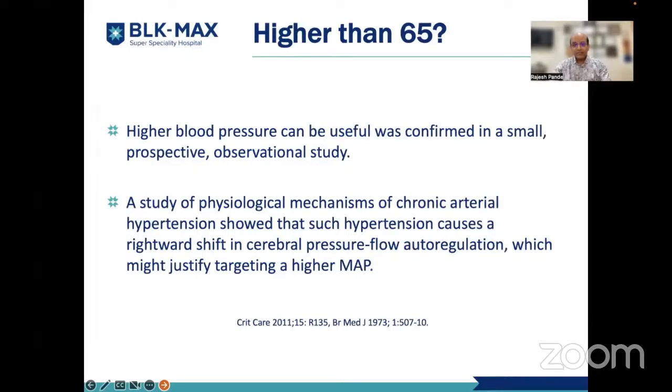Well, higher blood pressure can be useful. This was confirmed by a smaller prospective observational study published in Critical Care. And then another perspective was given in a study published in the BMJ, a physiological study looking at the mechanism of chronic arterial hypertension, which showed that such hypertension causes a rightward shift in cerebral perfusion pressure and flow autoregulation, which might justify targeting a higher MAP in these patients.